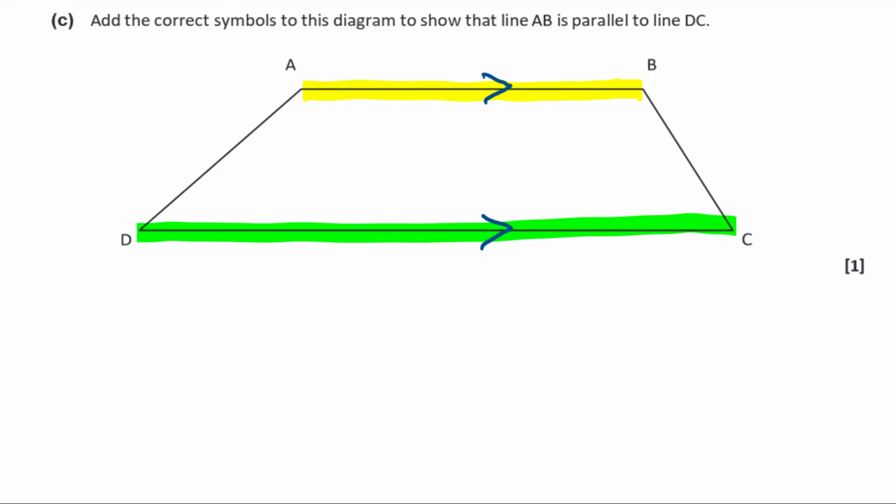Now if you had two pairs of parallel lines like this, you could put one chevron on one and two on the other. You can put them at the end of the lines or at the middle of the lines, it doesn't really matter, but you have to have the same number of arrowheads on each pair of parallel lines.